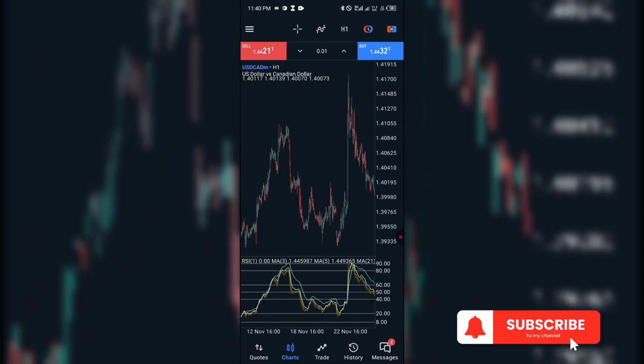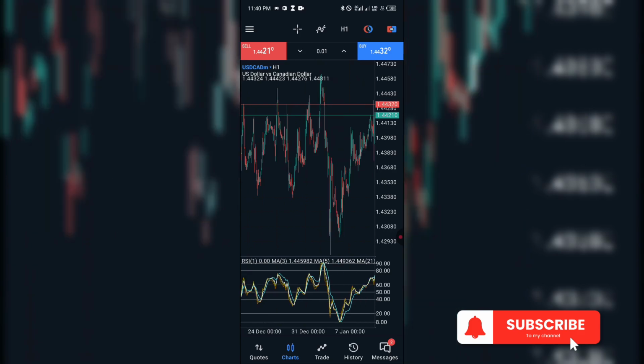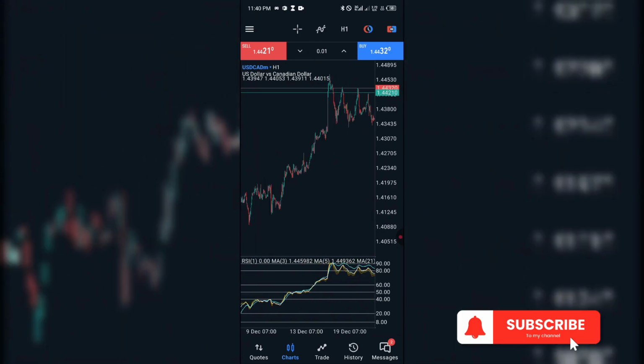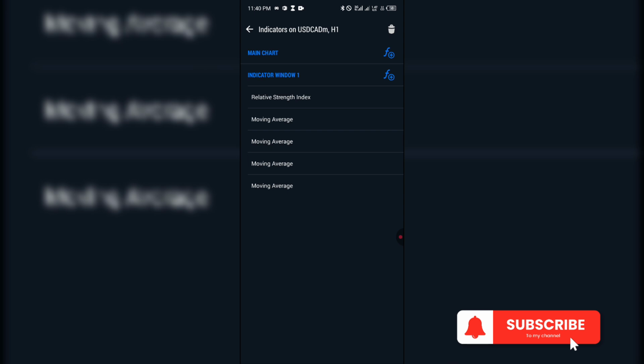I'm going to explain to you guys when to buy and when to sell using this particular strategy, with other confluences attached. Now we have added the 8th moving average.